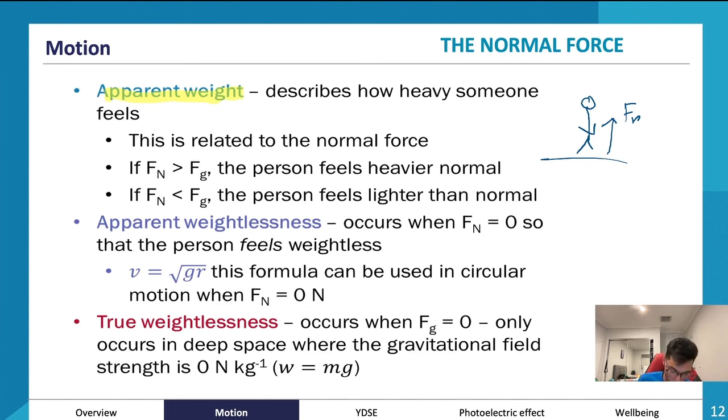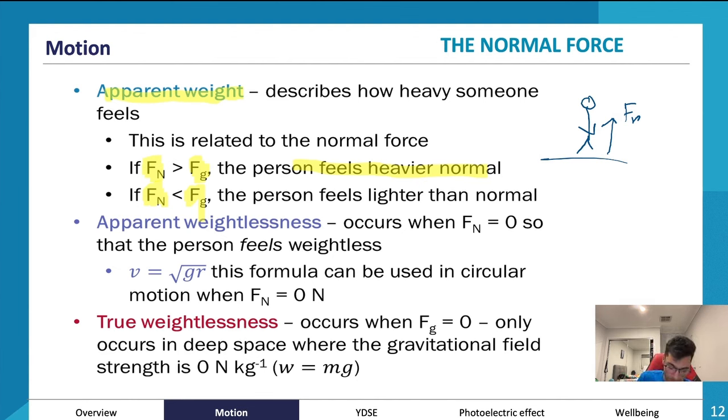So if the normal force is greater than the force of gravity, what you've experienced is the ground pushing up on you more than your weight force. And because of this, you will feel heavier than you actually are. Inversely, if the normal force is lower than the gravitational force, the ground is pushing up on you at a lower force than gravity itself. And because of this, you are going to feel a lot lighter than you actually are.